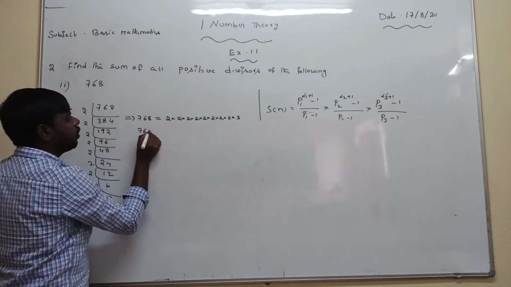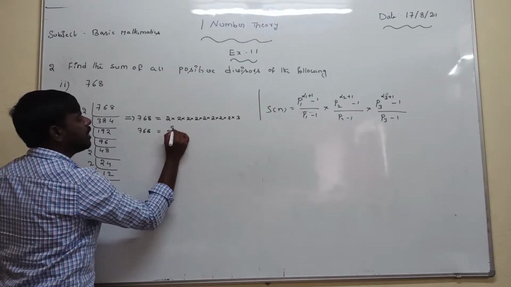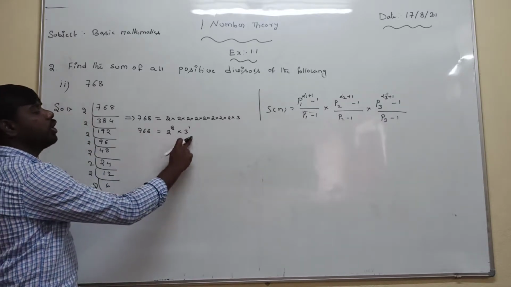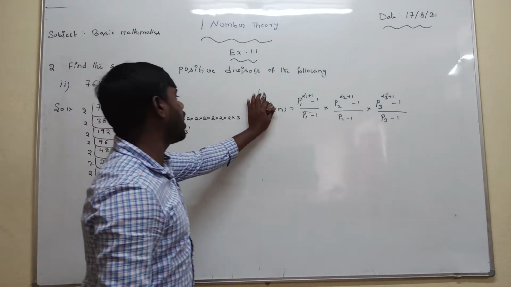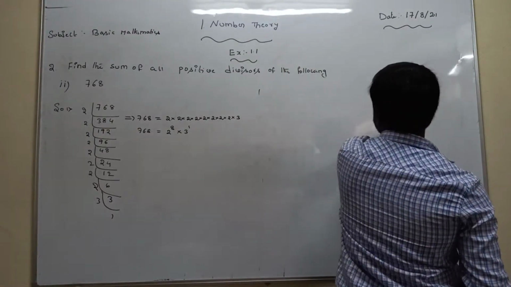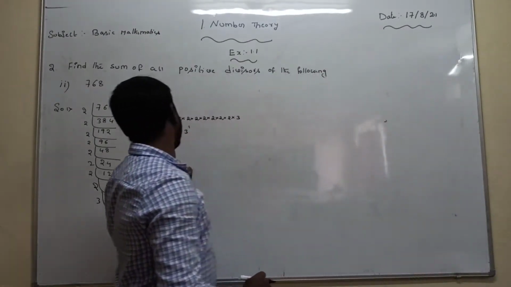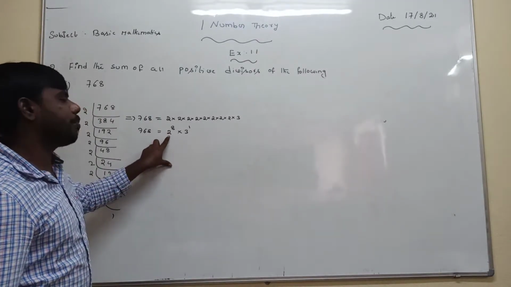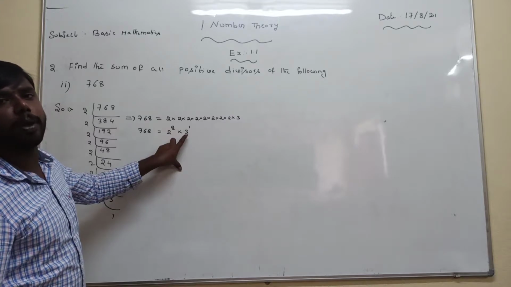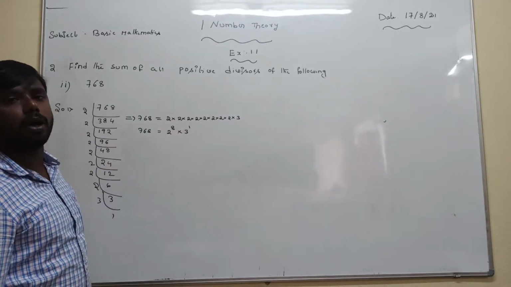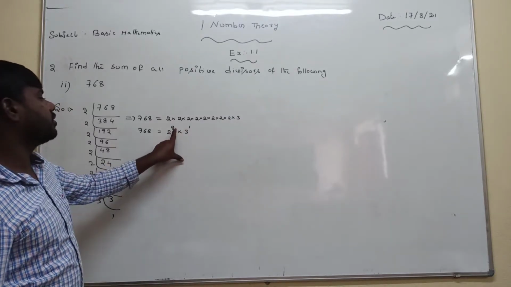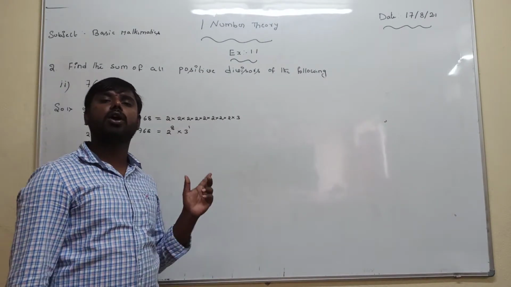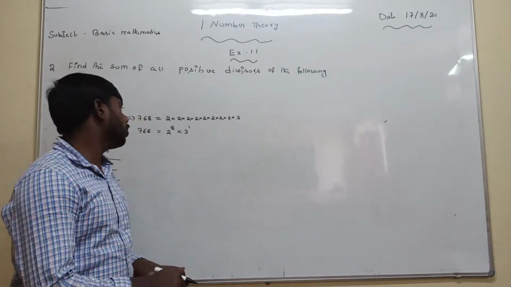Now 2, how many times is the repetition? 8 times. 3, how many times is the repetition? 1 time. How many values? Only 2 values. So P1 value and P2 value exist here. So now how many prime numbers are we getting? Only 2 prime numbers. First prime number is denoted by P1, second prime number is denoted by P2. Power values are called alpha values. Alpha 1 is 8, alpha 2 is 1. If you know the P1 value, P2 value, alpha 1 value, you can write it out directly.